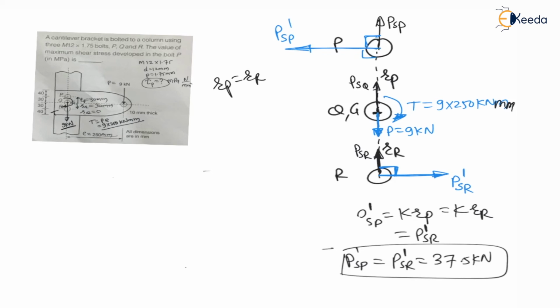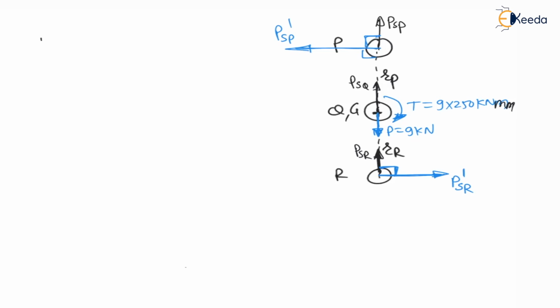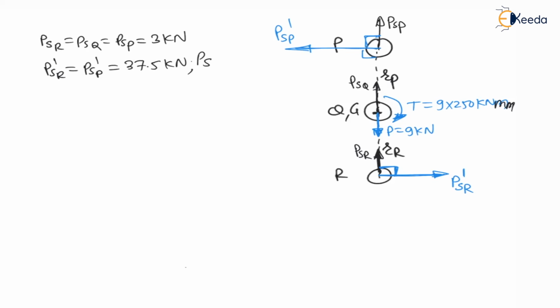Now let us write them. Now all primary and secondary shear loads we will write here. Primary shear load in all bolts, PSR is equal to PSQ is equal to PSP is equal to 3 kilonewton, that we have calculated. Again the secondary shear load is represented by PS dash: PSR dash is equal to PSP dash is equal to 37.5 kilonewton, which we have calculated, and the secondary shear load PSQ dash is 0, right, kilonewton.